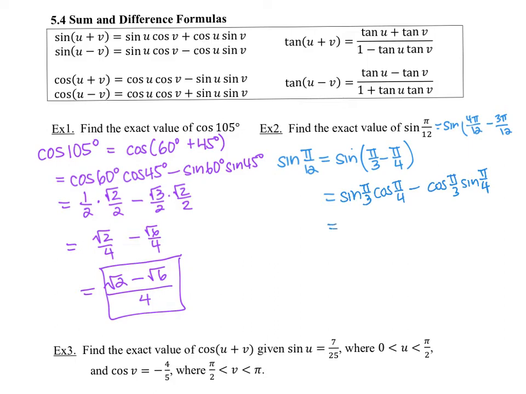The sine of pi over 3 is root 3 over 2. Cosine of pi over 4 is root 2 over 2. Cosine of pi over 3 is 1/2. The sine of pi over 4 is root 2 over 2. And then when I simplify this, I get root 6 minus root 2, and then the denominator is 4. Okay, so this is the exact value for the sine of pi over 12.